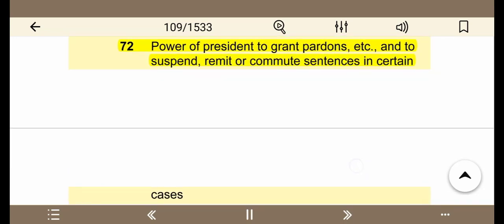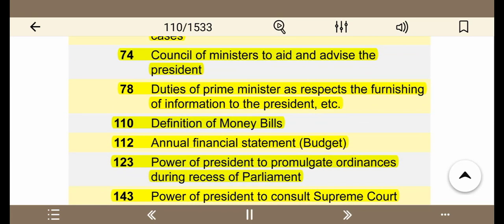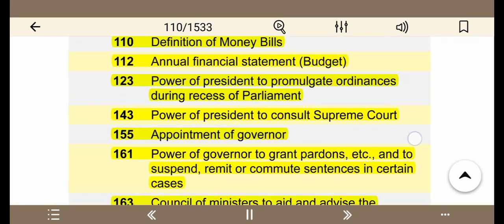and to suspend, remit or commute sentences in certain cases. 74, Council of Ministers to aid and advise the President. 78, Duties of Prime Minister as respects the furnishing of information to the President, etc. 110, Definition of money bills. 112, Annual financial statement, Budget. 123, Power of President to promulgate ordinances during recess of Parliament. 143, Power of President to consult Supreme Court.